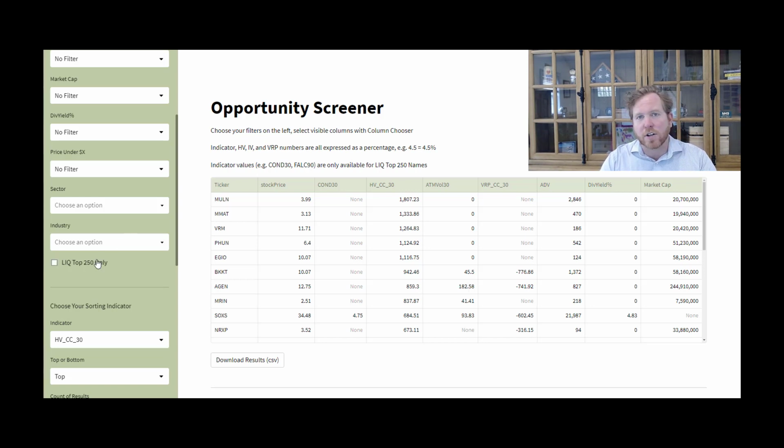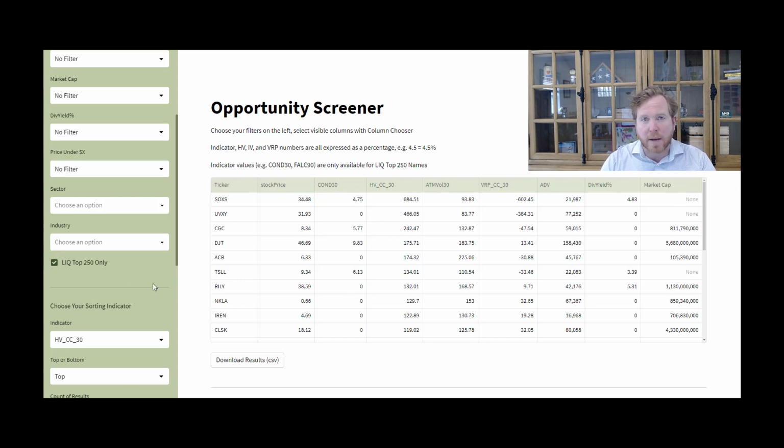And then finally, as far as a filter, I have the ability to only select the top 250 names in terms of liquidity. As I was suggesting before, my indicators only calculate on those names. So to the extent that something's outside of that range, it'll just be showing none values, like we see here for the Condor 30 indicators. For these purposes, I'm going to use the LIC top 250 anyway. Really, those are the names I like to trade. I'll make some exceptions in certain sectors, but for the most part, when I'm rolling strategies and tailoring positions, I really like those top 250 names.